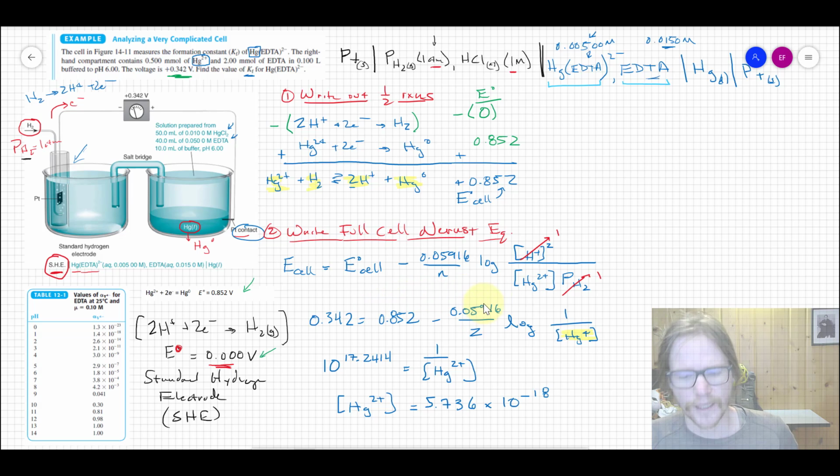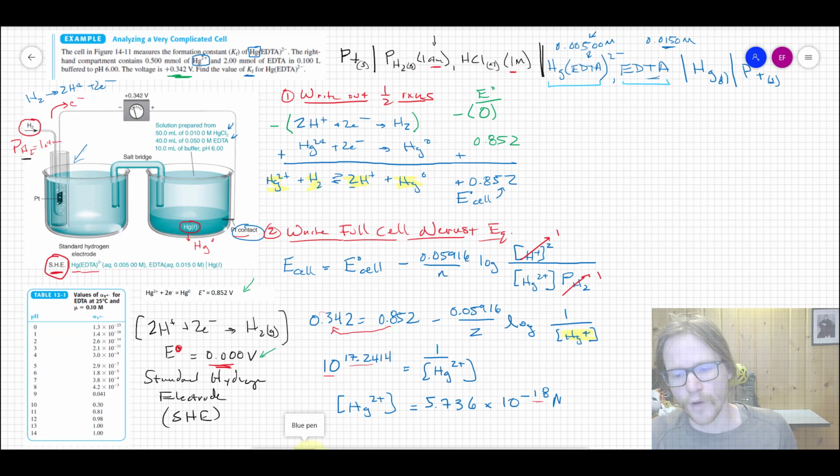Be careful again because you've got mixed operations here. What I did was subtract the 0.852 from the 0.342 first, and then I multiplied the left side of the equation by 2 over 0.05916. That gives you 17.2414. Then take 10 to that to get rid of the log term, and take the reciprocal of that, and we get a very, very tiny concentration: 5.736 times 10 to the minus 18 molar.